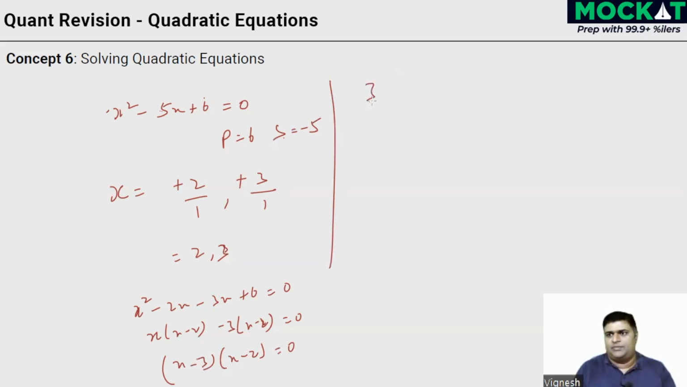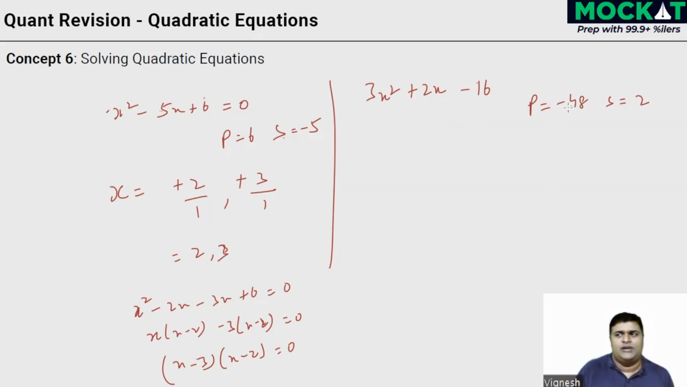We can take up another example, 3x square plus, let's make this 16, or minus 16 over here, we can have. And we could have a plus 2x over here. So if this has to be factorized, what do I do? I will write the product over here as a into c, 3 into minus 16, which is minus 48, and the sum over here has to be plus 2. So 2 has to be broken down into two parts such that one is positive, one is negative, because the product is negative.